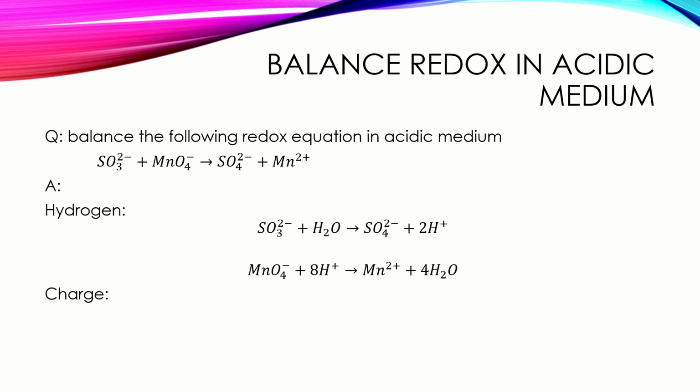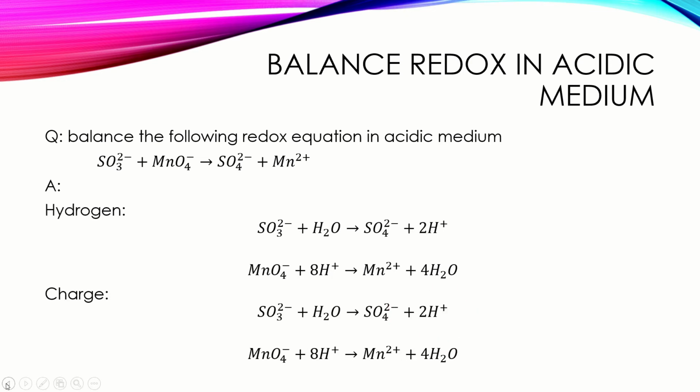Now we have already separated the equation into the oxidation and reduction equations. We already balanced the elements except hydrogen and oxygen, and then we balanced the oxygen by adding H2O. Next, we balanced H by adding H plus. So now we have to balance the charge by adding electrons.